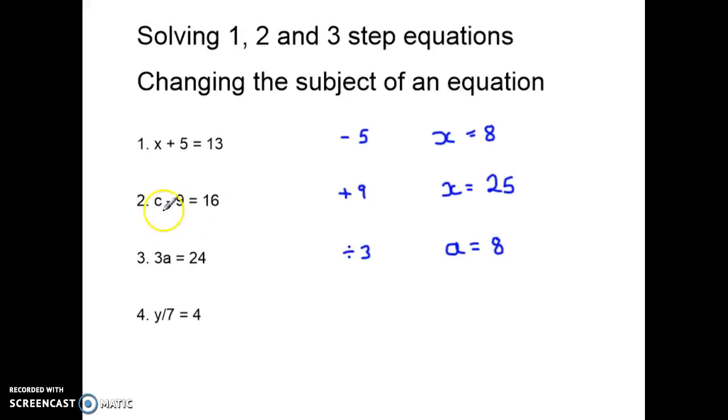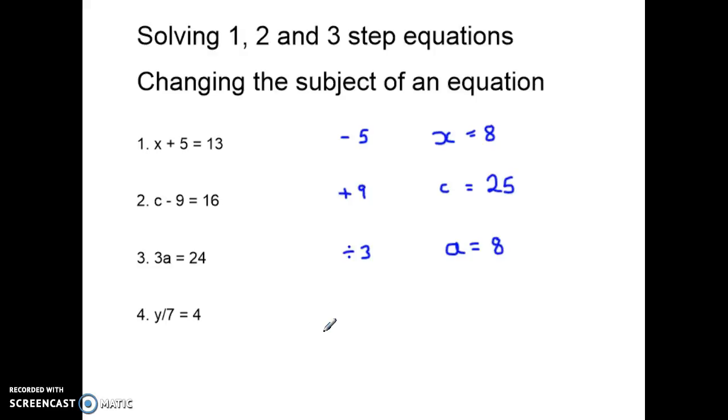I've just noticed here in the second question I used the variable C, and then in my solution I used x. So let me just correct that. There we go.